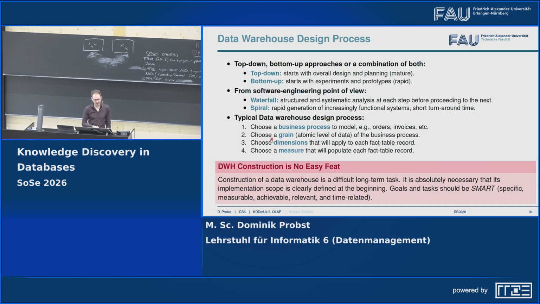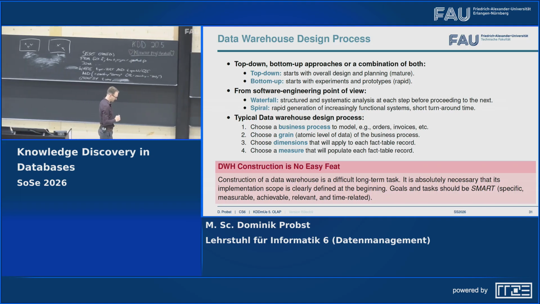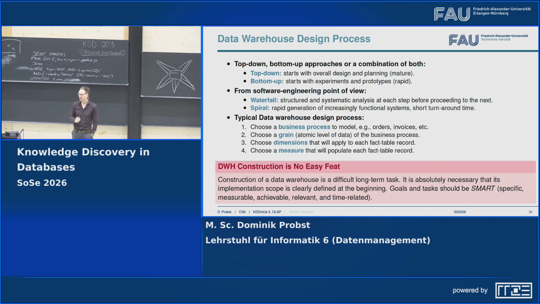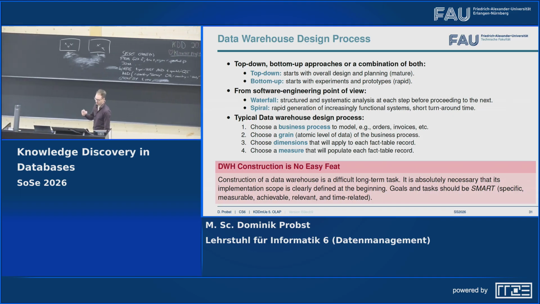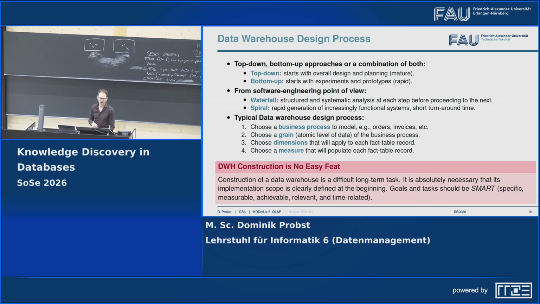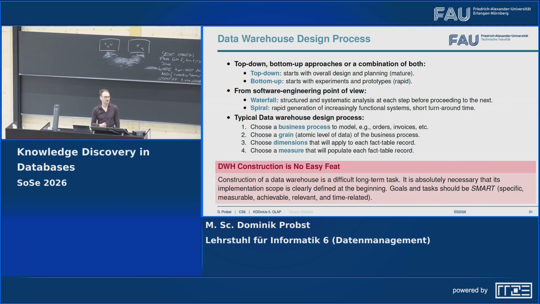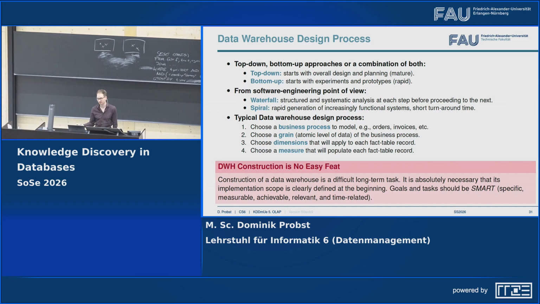Then we select the dimensions. So what dimensions do we want to use to select subsets of data? And then we choose measures or facts that populate the data set so we can aggregate them. That's the typical process. Sometimes it's done in another way, but that's the most common case.